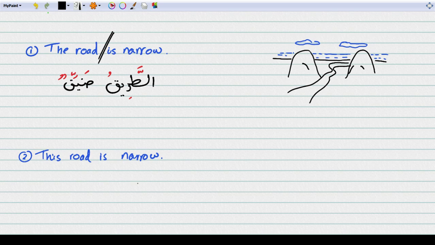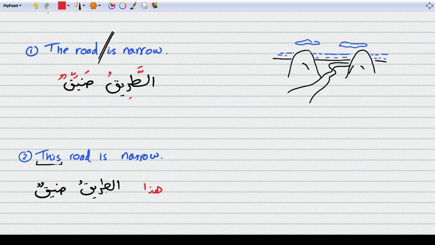So now, how do you say this road is narrow? We've seen this in the lesson of pronouns, and all I need to do is pick the right pronoun for the word. First you translate the road is narrow, which would be the same as the one above, so nothing new. الطريق ضيق, and then you add the pronoun. So طريق, since it's masculine and singular, we use هذا. هذا الطريق ضيق.